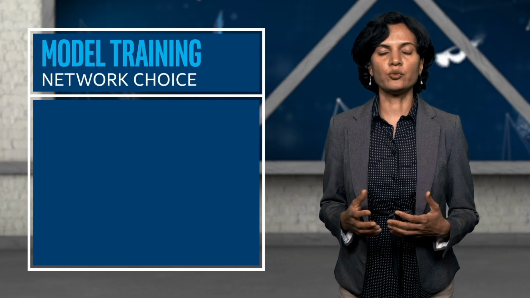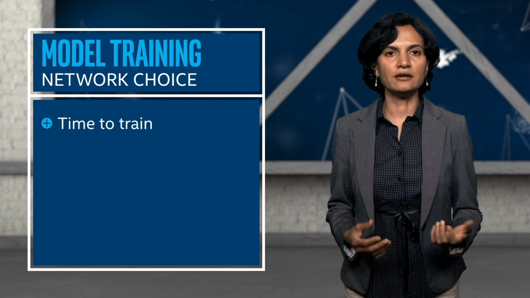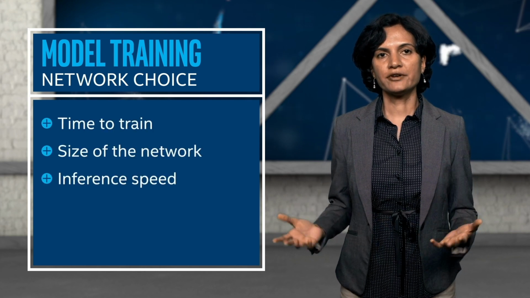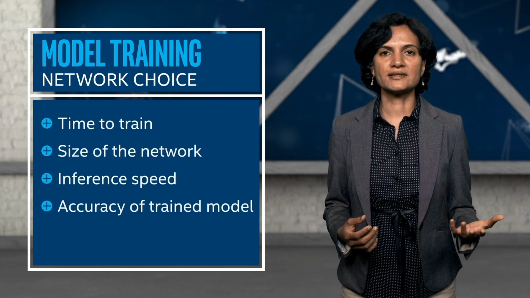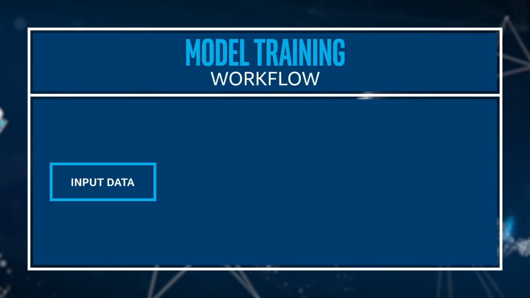Likewise, choosing a network depends on the time to train, size of the network, inference speed, and also accuracy of the trained model. This chapter explains each of these considerations. The course uses Intel optimization for TensorFlow and Inception v3 for the identification of stolen cars problem based on these metrics. The next step is to begin training.